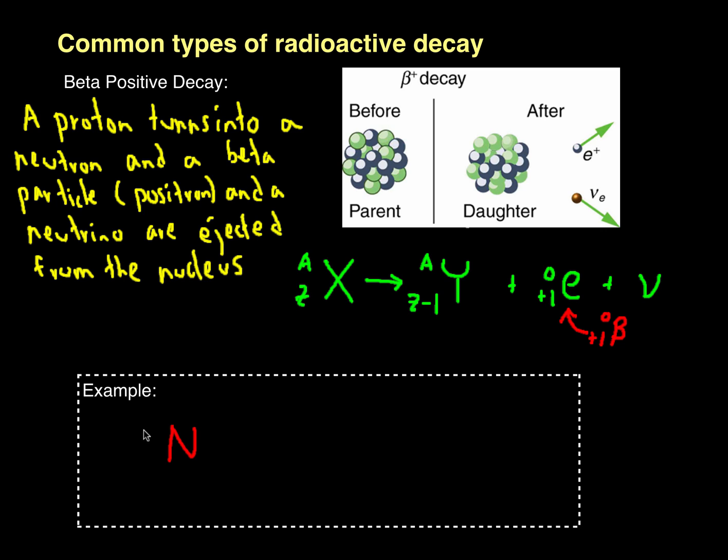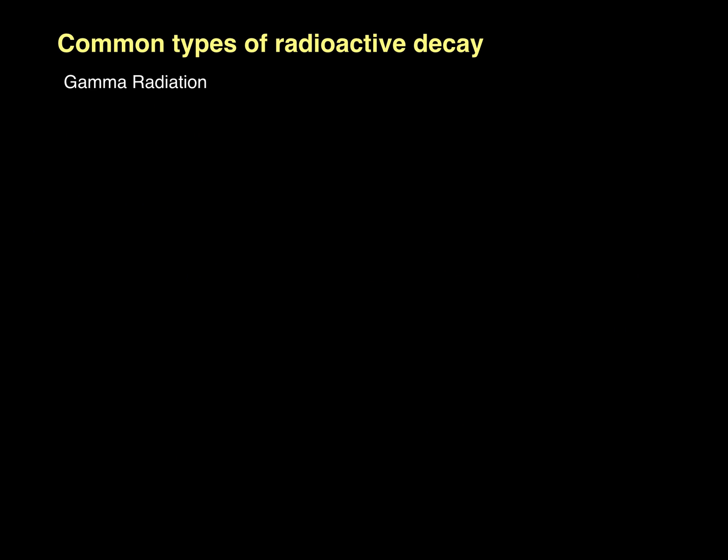Nitrogen-13 undergoes beta-positive decay. This is nitrogen-13 with the atomic number of 7. When it undergoes beta decay, it turns into carbon, maintains the same atomic mass, but the atomic number decreases by 1 because it has 1 less proton, and goes down to 6. Ejected from the nucleus is the positron, which is the anti-electron, and to balance it out, a regular neutrino is produced as well.